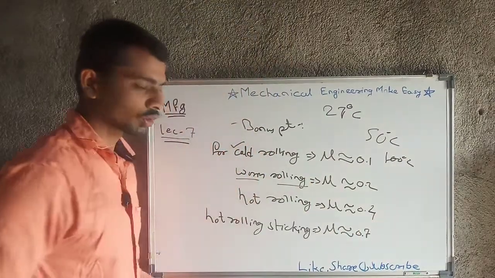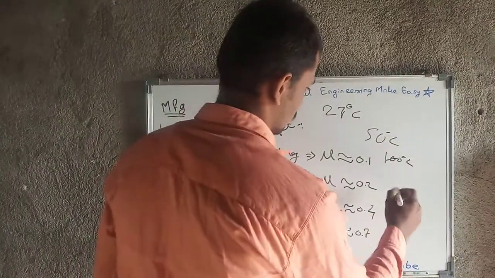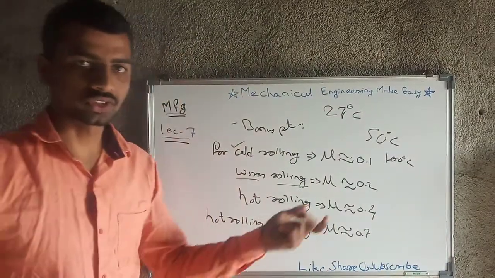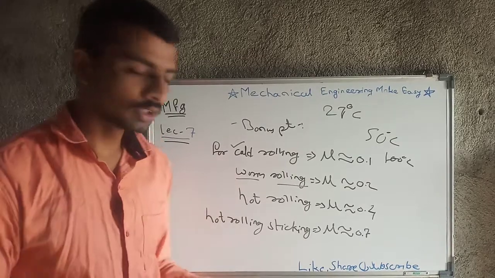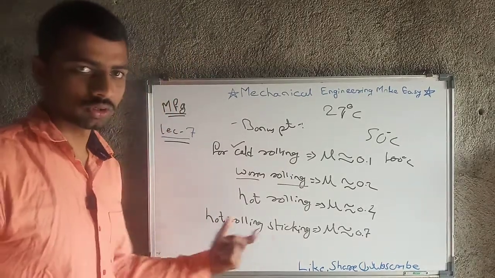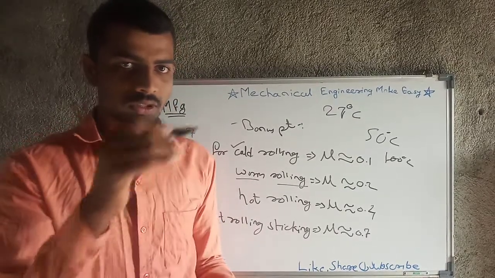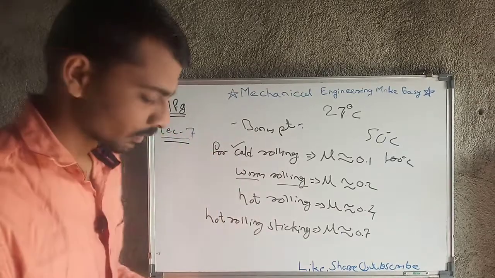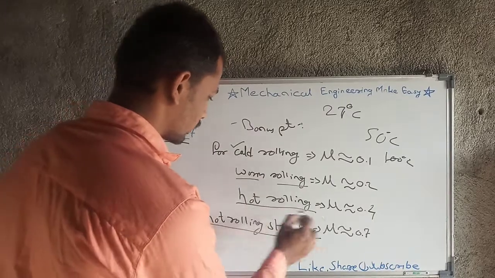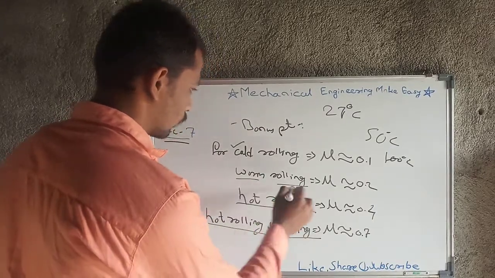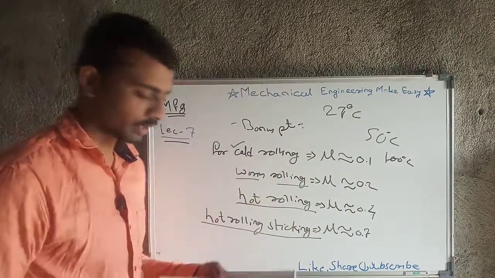And what is hot rolling? Hot rolling is where the temperature is very high, near about the recrystallization temperature, and hot rolling sticking means above the recrystallization temperature. At that time, in the hot rolling sticking case, the material is going to stick on the roller because grain refinement takes place, etc. So above recrystallization temperature there is hot rolling sticking, near the recrystallization temperature there is hot rolling, and warm rolling is above room temperature. Cold rolling may be at room temperature or below room temperature.